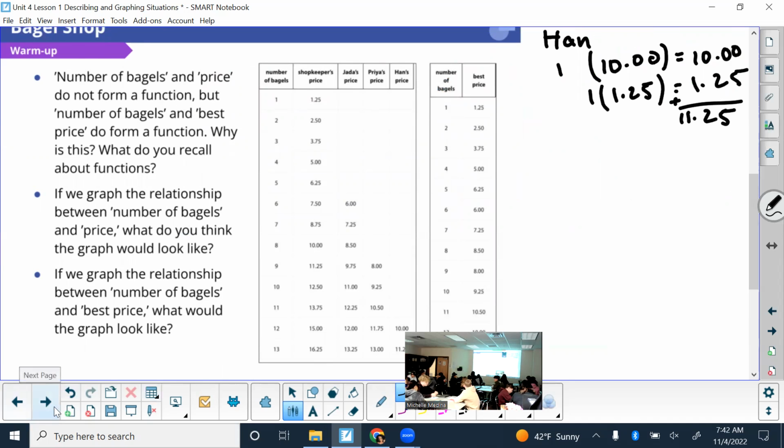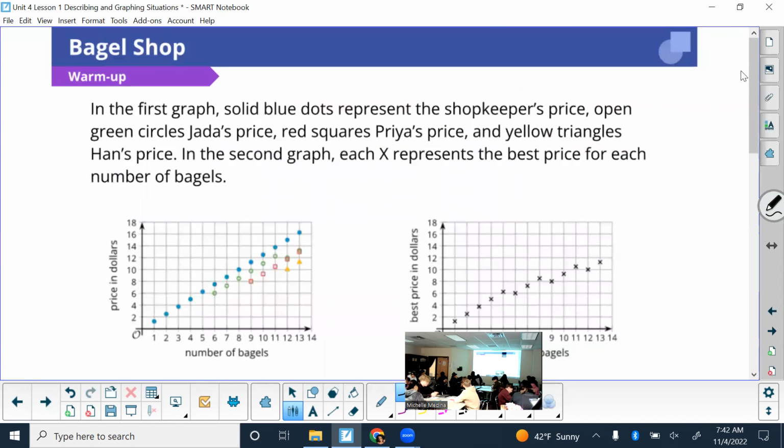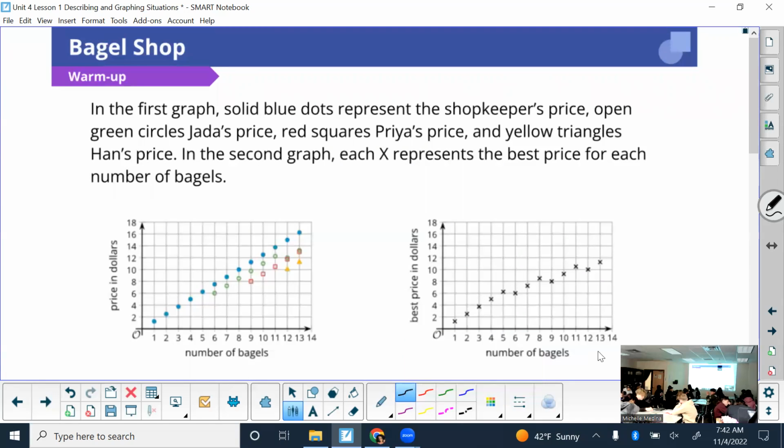So if we were to graph this, this might be what it looks like. In the first graph, the solid blue dots represent the shopkeeper's price. The circles would represent Jada's price. The red squares represent Priya's price, and the yellow triangles are Han's price. In the second graph, each X represents the best price for each number of bagels. All right, so keep that in mind. Are these graphs printed on your paper too, like on the other side?